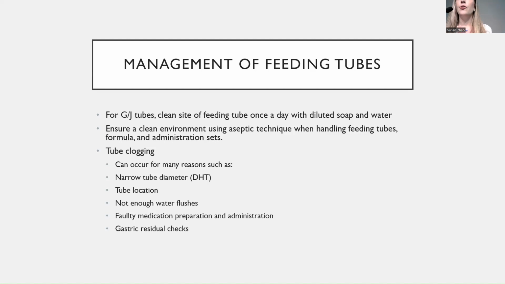Tube clogging is definitely an issue that I dealt with a lot at Piedmont and with a lot of patients in surgical oncology. Tube clogging can happen for lots of different reasons. It could be that it's a really narrow tube, like a Dobhoff tube, which is really, really small. It could have to do with tube location, maybe not enough water flushes in frequency or in the volume that is actually administered, or faulty medication preparation or administration. So say a medication isn't crushed up enough, which Alex is going to talk about later. That can also cause issues with clogging, and gastric residual checks can actually cause clogging as well.